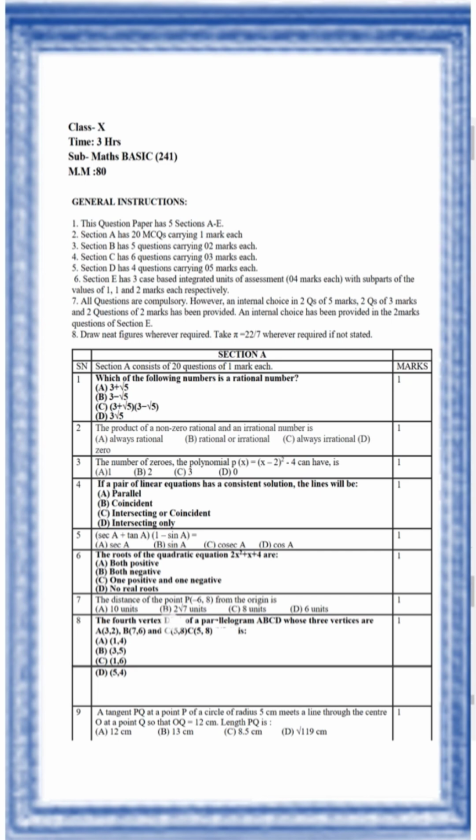The first among these is, which of the following numbers is a rational number? Option A 3 plus root 5, option B 3 minus root 5, option C 3 plus root 5 into 3 minus root 5, option D 3 root 5. Option C is correct because 3 plus root 5 into 3 minus root 5 is equal to 9 minus 5, that is equal to 4.